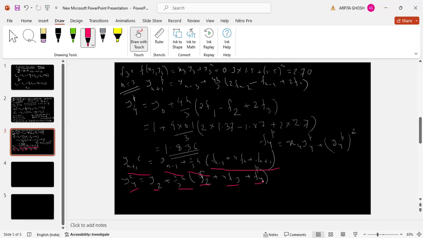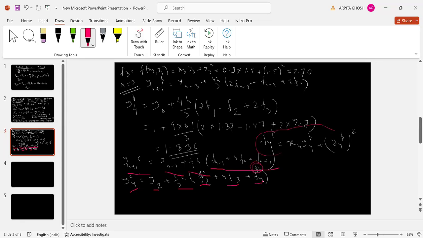y4 আমরা যদি না জানি তাহলে x4 into y4 plus y4 square বের করবো কি করে? তার জন্য but the formula is this. So somehow we have to find f4. So this f4 will be your f4 predicted. f4 predicted. That means, and what is f4 predicted?